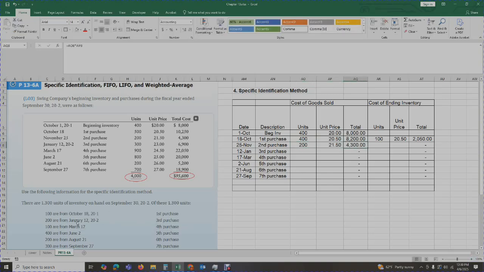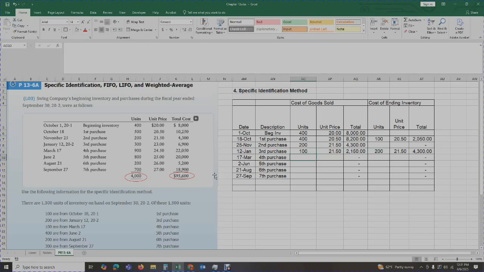Now from my third purchase, I kept 200. So I'm going to look at my third purchase. I had 300. Out of the 300, I am keeping 200 at $21.50. So if I'm keeping 200, then I am selling 100 at $21.50. So we're splitting the third purchase between what we're keeping and what we're selling. The problem says you're keeping 200, which is what I have here. We have a total of 300, so the difference of 100 is going to be sold.